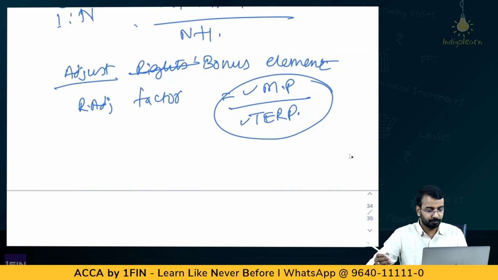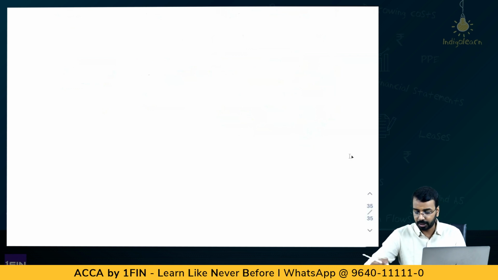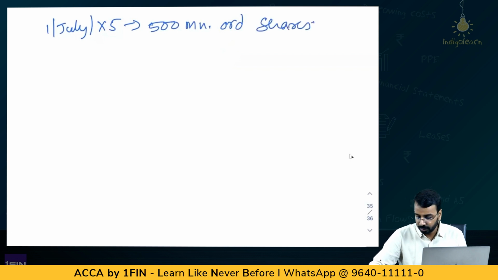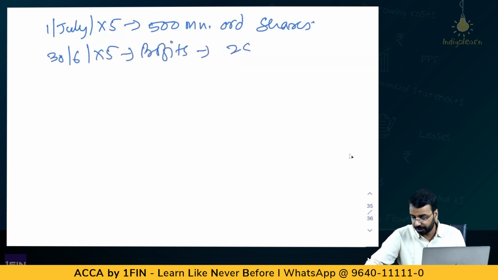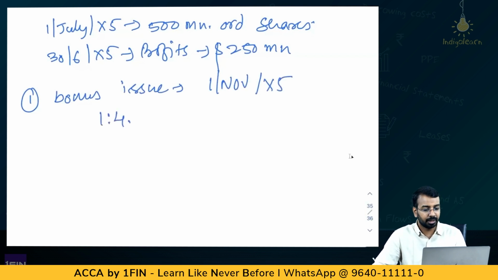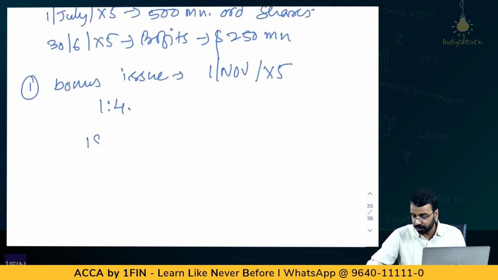Okay. So, a comprehensive question which will help us understand how to calculate EPS and all. On 1st of July of year 5, there are 500 million ordinary shares. 30th of June of year 5, profits were $250 million. First scenario, bonus issue made on 1st of November of year 5 in the ratio of 1:4. Now, when I say the ratio as 1:4, what it means is 1 share for 4 held.